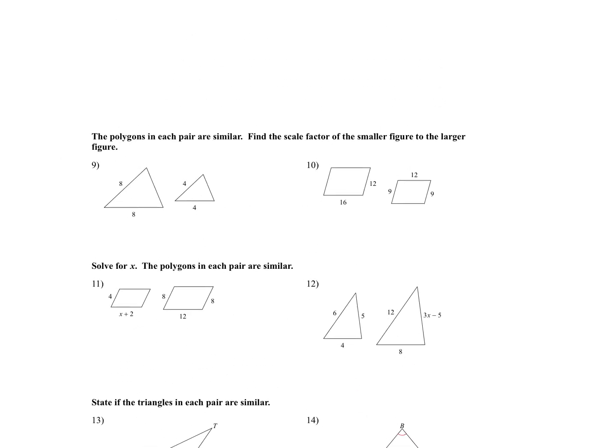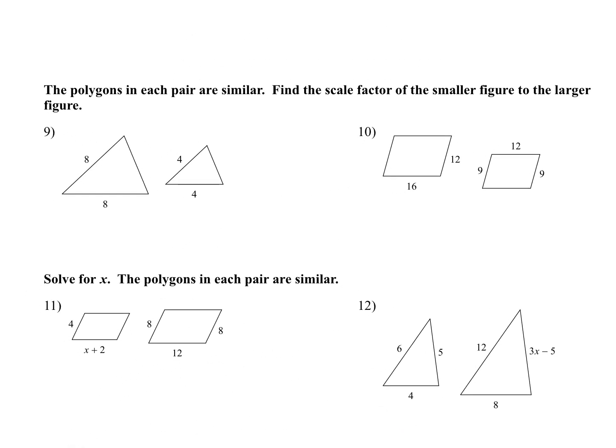On the next page, biggest thing with 9 and 10 is making sure we're reading directions. Okay, because what does it ask us to do? Polygons in the pair similar. Find the scale factor of the smaller pair. Right, it wants us to find the scale factor. Another big hint in the directions is it wants smaller figure to larger figure. So we need the smaller figure first. That means they want the smaller one on the top.